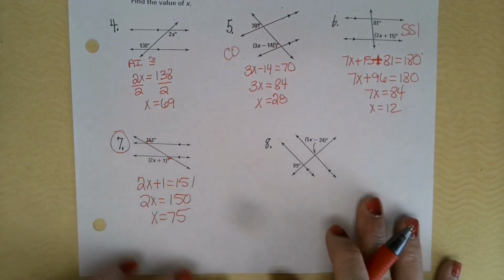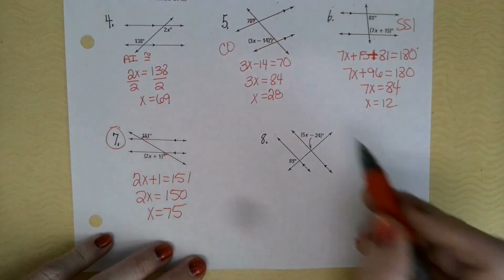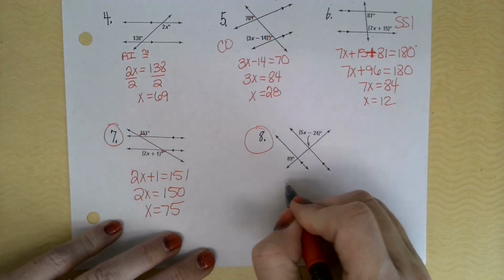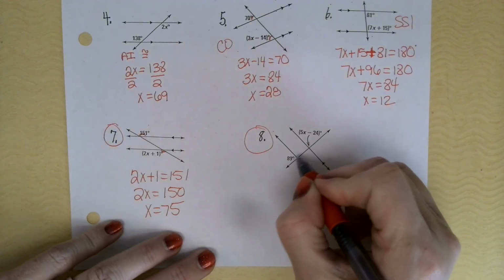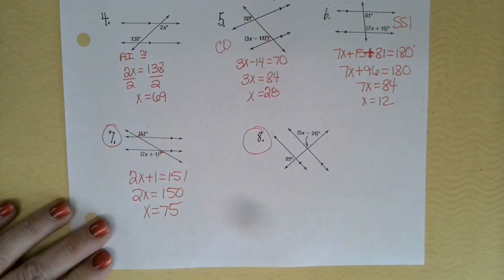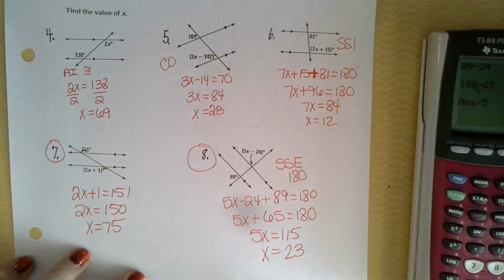Okay, you should have got x equals 75. And so now you're going to do the same thing for question number 8. Work out that problem and see what you get. Think about what the name of the angles is. Think about, are they congruent or supplementary? Hey, you got x equals 23.